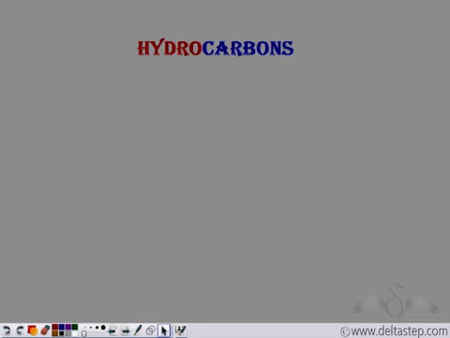Organic chemistry is essentially the study of carbon compounds. A very important category of the organic compounds are the hydrocarbons. From the name itself, we see that these are the compounds of hydrogen and carbon. So this is a very important category of organic compounds. These are the compounds containing hydrogen and carbon.